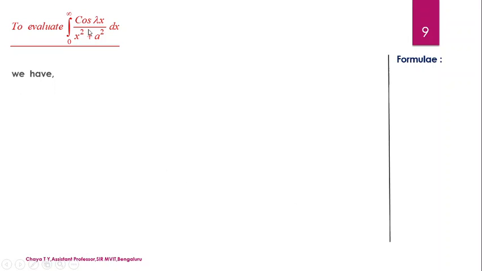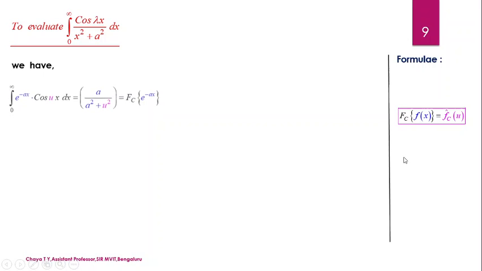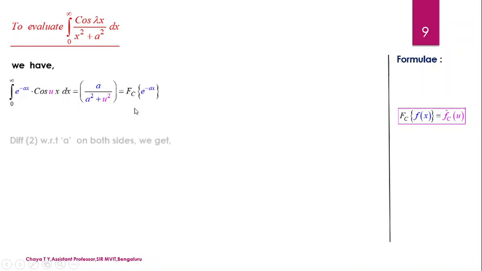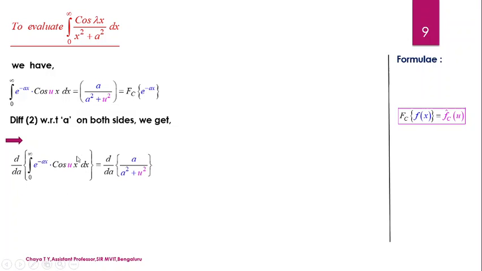Now we know that the Fourier cosine transformation of f of x is denoted as Fc cap of u, with the help of which we have written the expression: the integral 0 to infinity of e^(−ax) cos ux dx equals a divided by (a² + u²), which is nothing but the Fourier cosine transformation of e^(−ax). Now we are going to differentiate with respect to a. When differentiating with respect to a, x and u will be treated as constants. So what are we going to get?